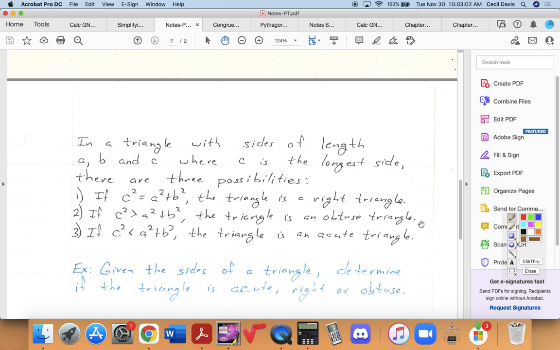Don't worry about reading this just yet. Just watch for a second, if you would, please. Let's say I've got a right triangle like this.